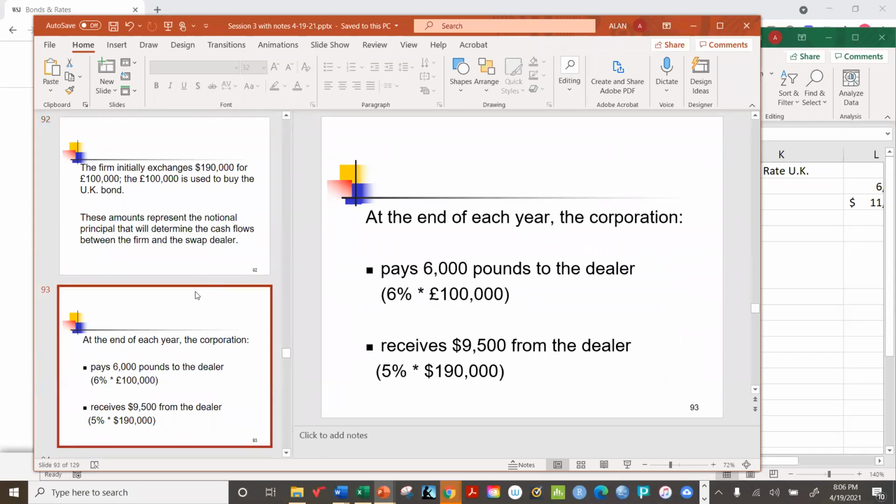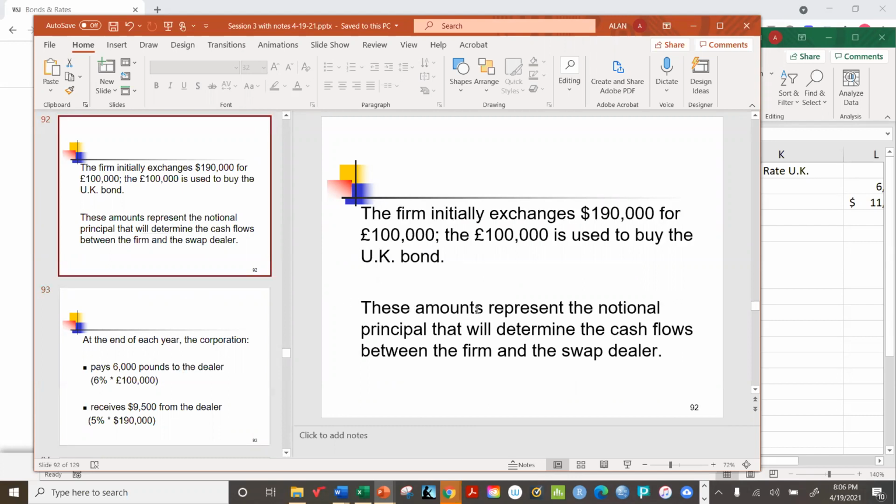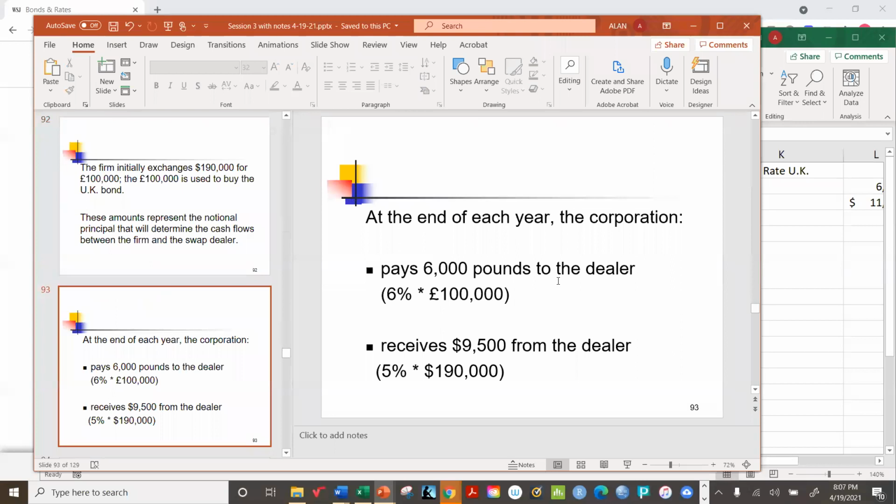Now, the trade that we agreed to is the corporation is paying 6% to the dealer denominated in pounds, and in exchange receives 5% in dollars, which is worth $9,500. Okay, so in other words, the principal of this bond that we're buying is both 100,000 pounds and $190,000 because the current exchange rate is $1.90. So that determines the size of the coupon payments, 6,000 pounds, which we pay to the dealer, and $9,500 comes back from the dealer.